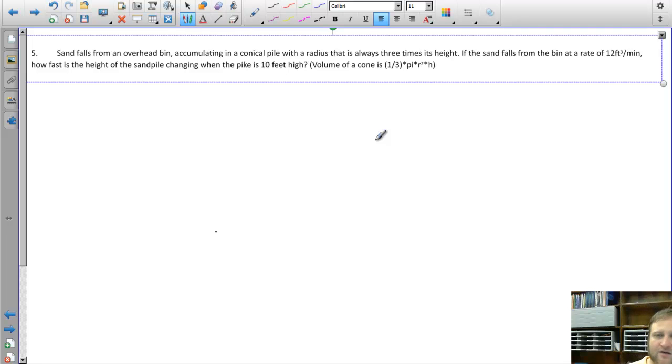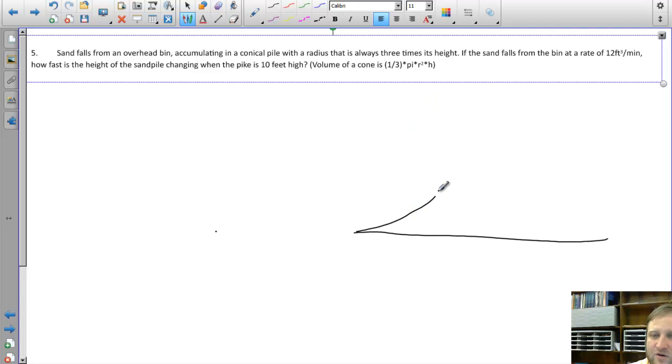So this one I always like because this always reminds me of a couple of movies I saw when I was younger about watching salt pile onto a cone, and the cone got larger and larger. So I've always enjoyed that. But let's work this through step by step, just like we've done before. Sand falls on an overhead bin, accumulating a conical pile, conical meaning cone, with a radius that is always 3 times its height. So here's one of these neat always.